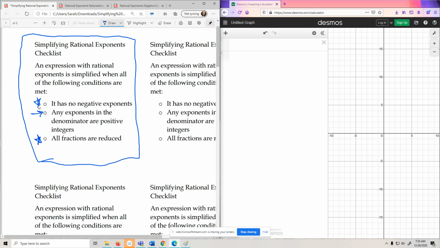All fractions are reduced. We've already covered that. If we have coefficients that can be reduced, we do so. And we write our final answer fraction exponents as fractions, not as decimals, not as mixed numbers. And we do want those fractions to be reduced. So these are the three things to keep in mind when you're deciding if you're actually done with a problem.